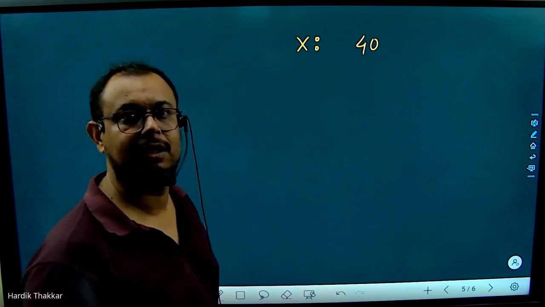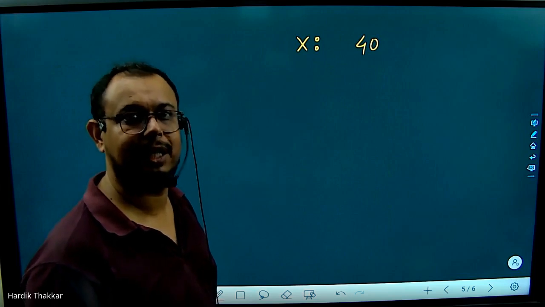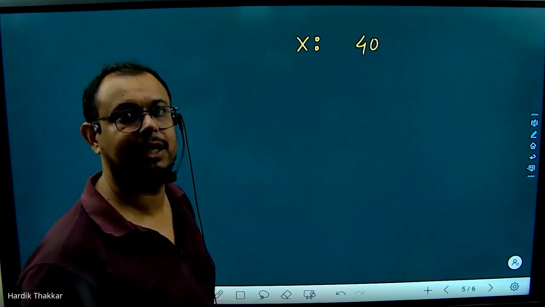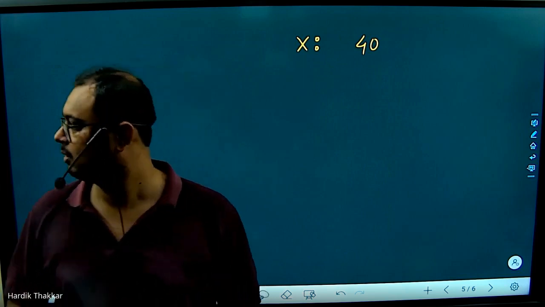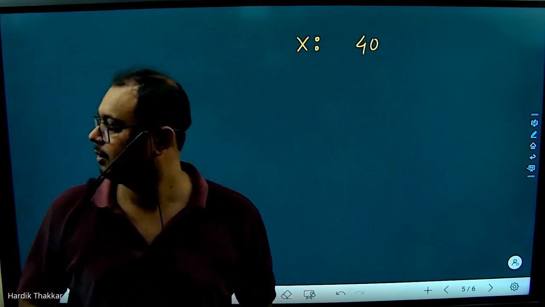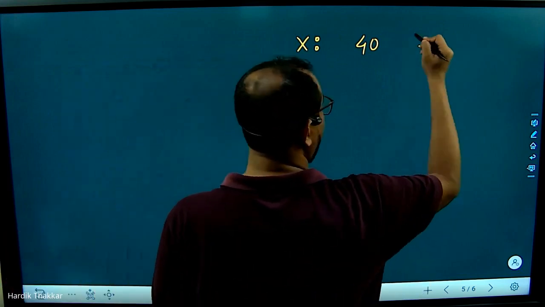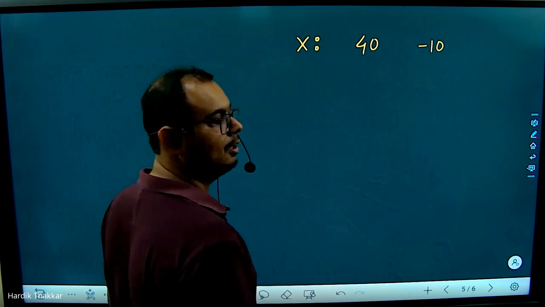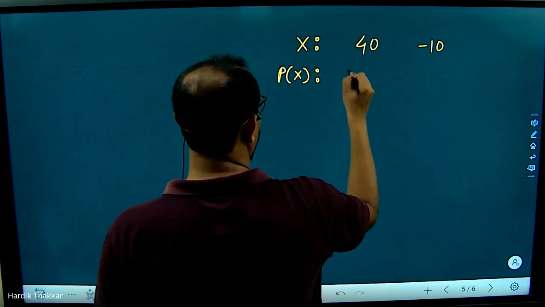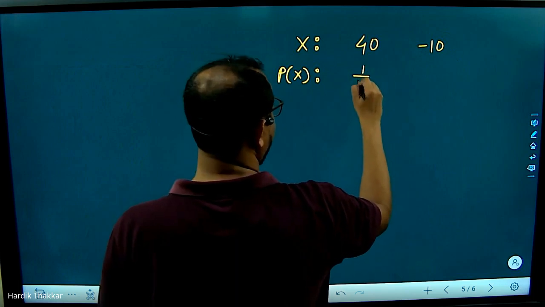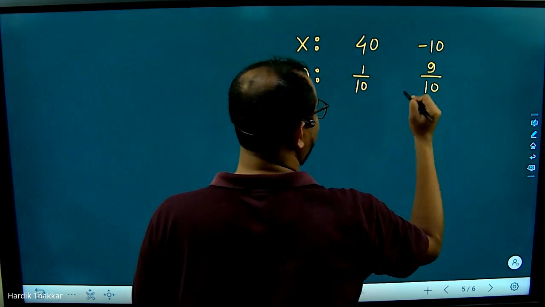The prize is 50, but you are paying rupees 10 for playing the game. So the effective profit will be rupees 40, correct? Now further, if you lose the game, then your effective loss will be minus 10, correct? Now the probability of winning the game is 1 upon 10 and the probability of losing the game is 9 upon 10, correct?